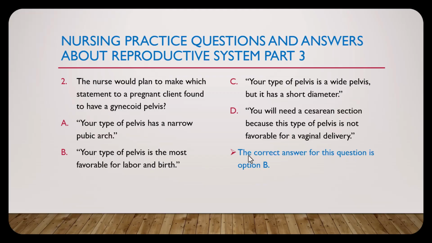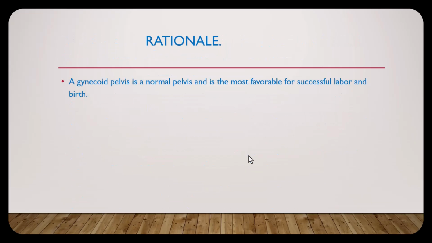So the correct answer for this question is option B. Your type of pelvis is the most favorable for labor and birth. Now let's move to the rationale. A gynecoid pelvis is a normal pelvis and it is the most favorable for successful labor and birth.